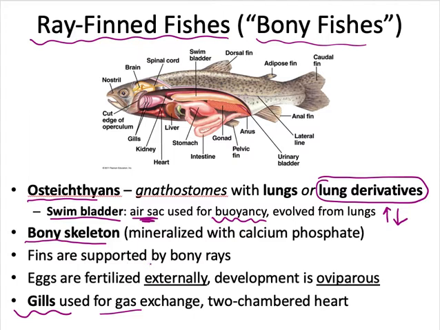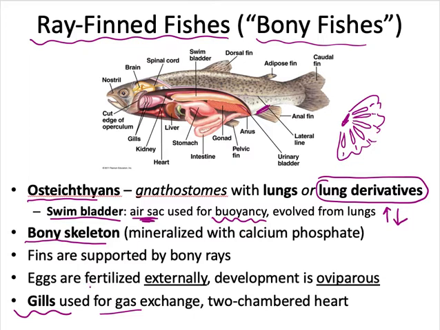The fins are going to be supported by bony rays. So if this is sort of the shoulder of the fish, or the joint supporting the fin, then you have bones extending like this. And then the fins look like that. And there might be some more bones. But for the most part, the bones coming off the joint are in a rayed format. So that's why we call them the ray-finned fishes.